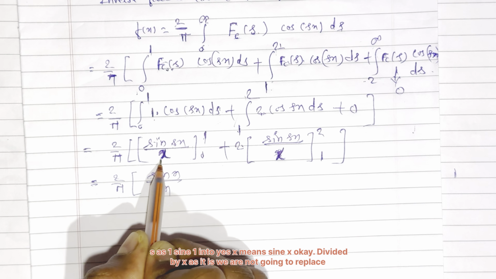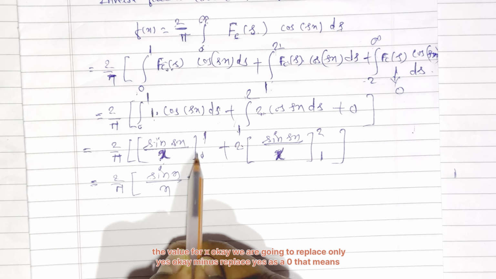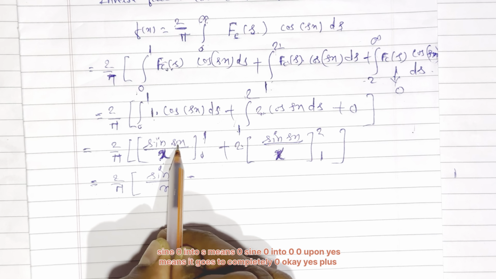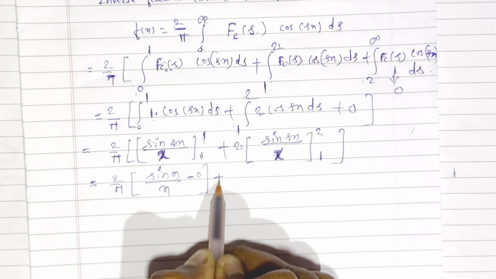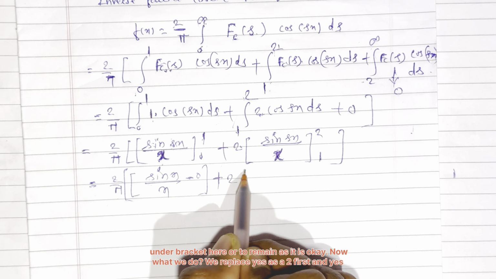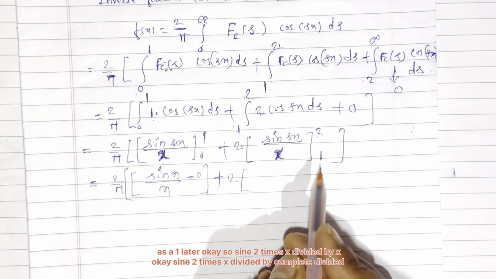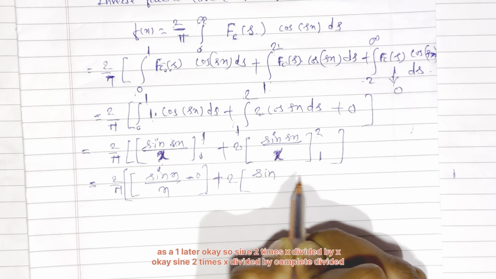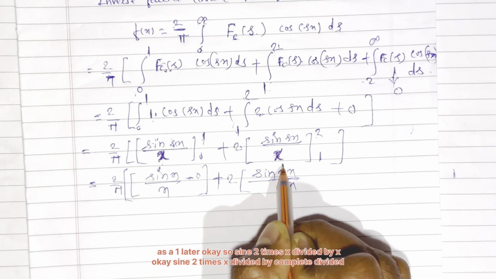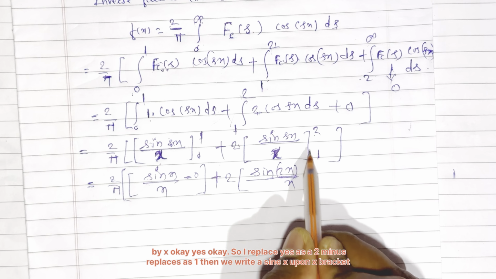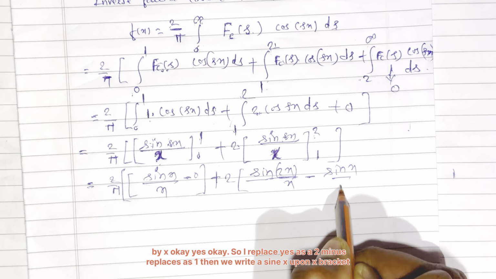divided by x as it is, we are not going to replace the value for x. We are going to replace only s. Minus replace s as 0, that means sine 0 into s means 0, sine 0 is 0, 0 upon s means it goes completely to 0. Plus under bracket here 2 remains as it is. Now we replace s as 2 first and s as 1 later. So sine 2 times x divided by x. So I replace s as 2 minus replace s as 1, then we write sine x upon x, bracket complete.